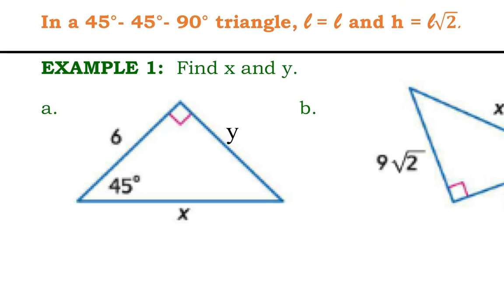So always fill in your angles. All right, we're going to fill in our angles, 45, 45, 90. If this leg is 6, this leg is also 6. So your hypotenuse is going to be your leg, whatever your leg is, in this case it's 6, times the square root of 2. And you found all your sides.